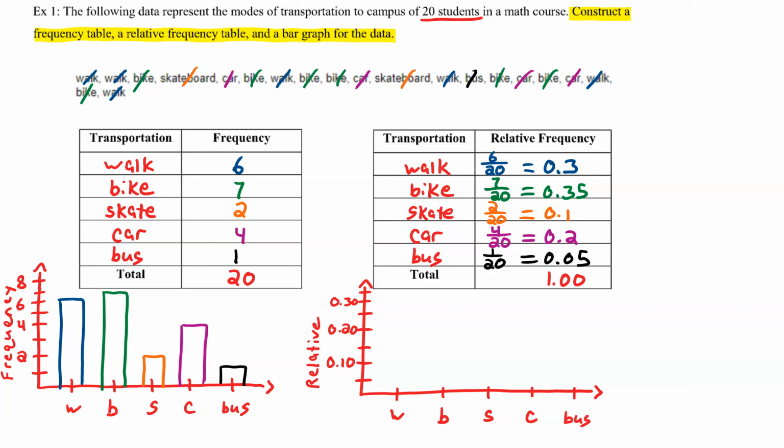Using the same process with our relative frequencies, 6 out of 20, so that would be 0.3 was that decimal for walking. 0.35 for biking.